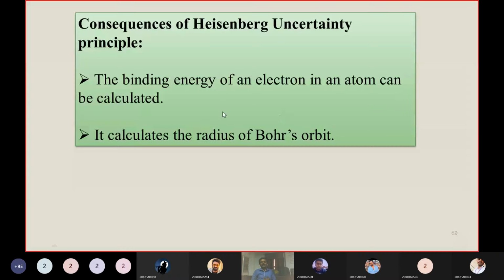Now, the consequences of the Heisenberg uncertainty principle. Previously I discussed the uncertainty in position as well as in momentum. Along with those, the binding energy of the electron in an atom can be calculated using the Heisenberg uncertainty principle. It also calculates the radius of Bohr's orbit. Bohr's orbit means the electron is revolving in a particular orbit, and using this principle we can calculate the radius of the Bohr's orbit. So this is about the Heisenberg uncertainty principle.